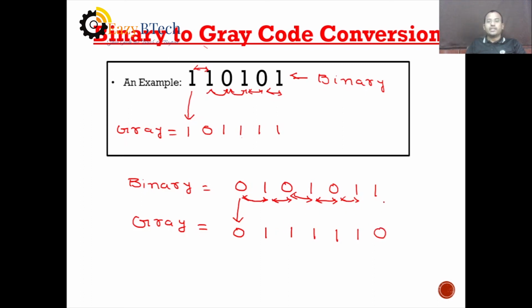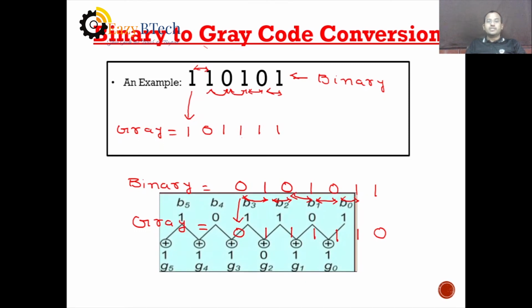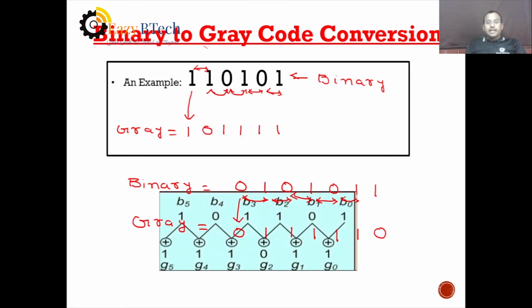So for the given binary code 0 1 0 1 0 1 1, the corresponding gray code is 0 1 1 1 1 1 0. Right? So this is how to find the gray code for the given binary code. Next we will see another example. Here also this is explained.